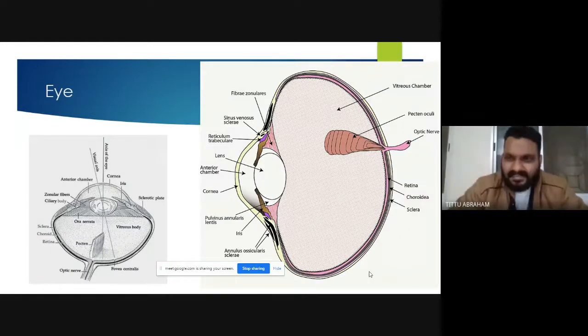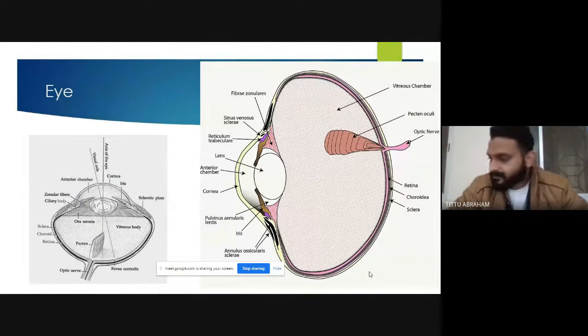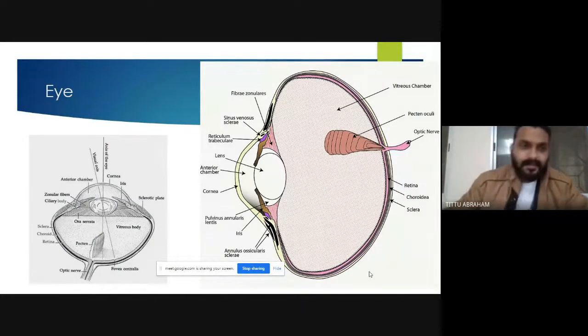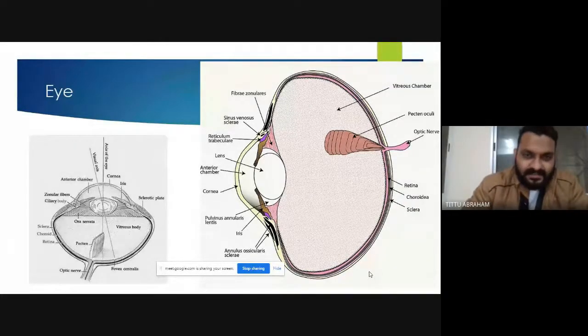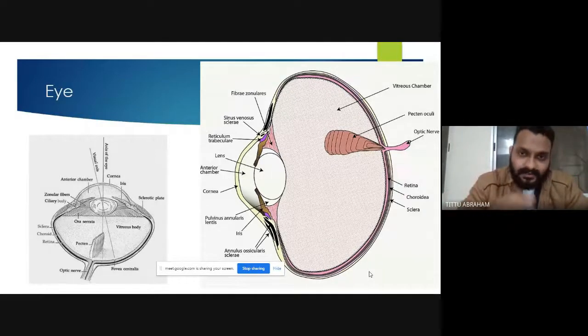So this is just for an understanding. I'm not making it complicated because there are students also from the veterinary faculty. Okay. So just to know the basics of this eye, so what I'm talking about, which area is affected, just to know that I've made this PPT.